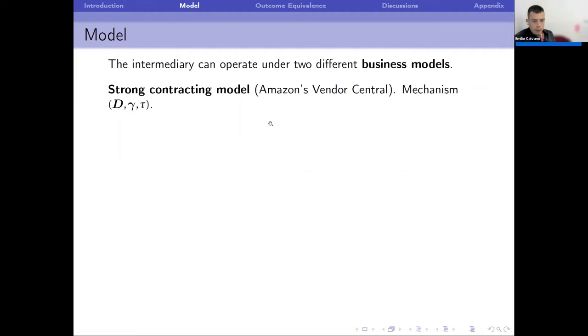Yes, okay. I guess we can postpone the discussion of what happens when sellers have market power for later on. Okay. Yeah.